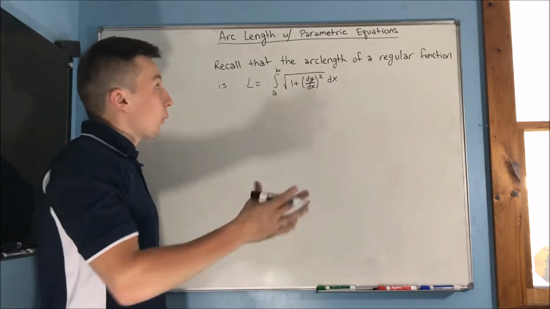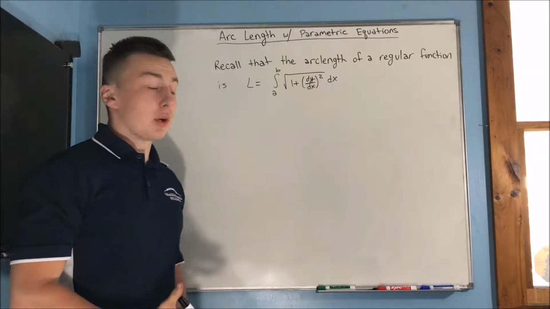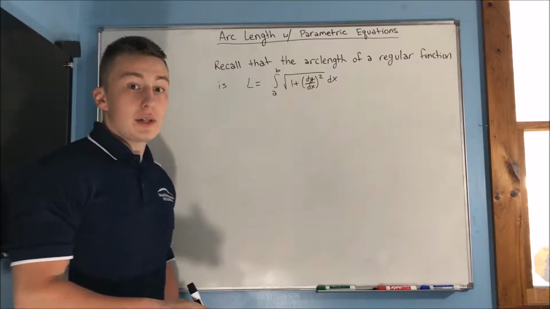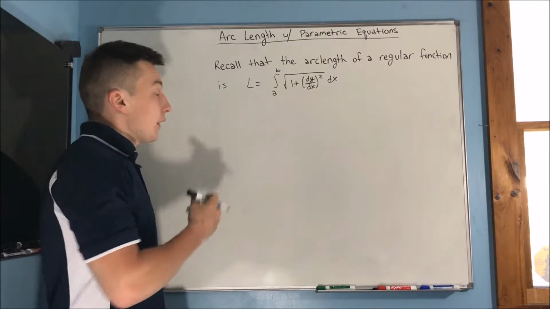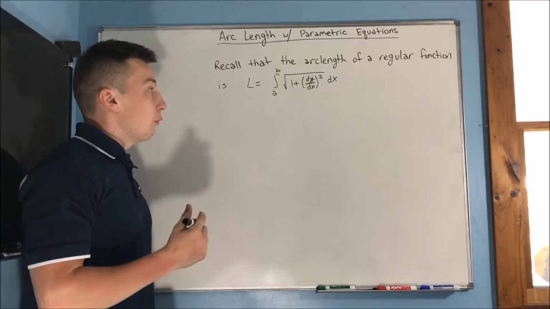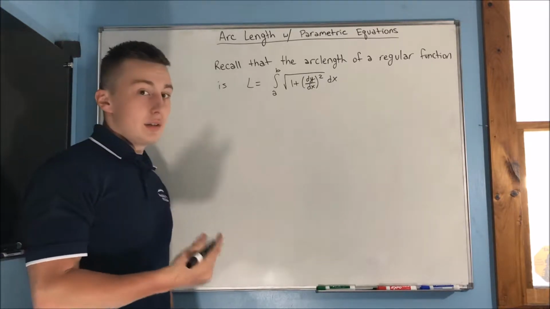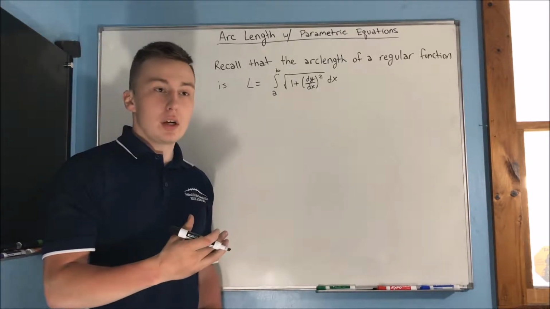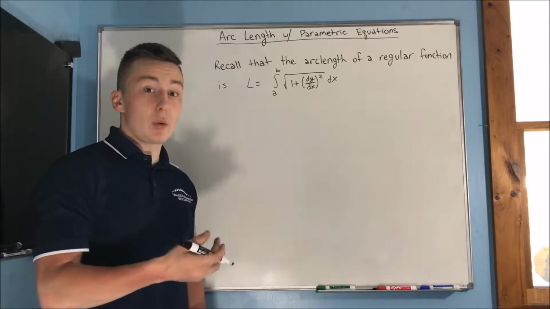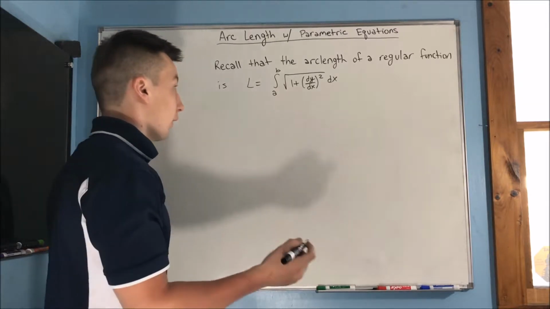Alright, so in this video, we're going to be going over arc length with parametric equations. So the first thing I have on the board here is to recall that the arc length of a regular function is L equals the integral from a to b of the square root of 1 plus dy/dx squared dx. Now, using what we know about parametric equations, we can actually transform this into something that we can use with parametric to find the arc length.